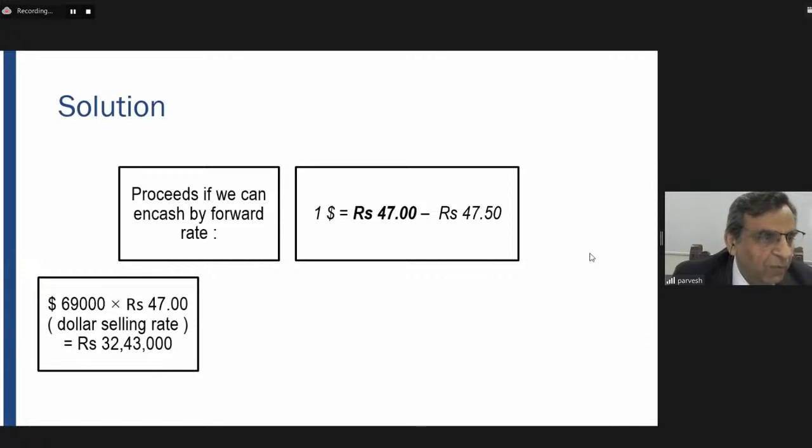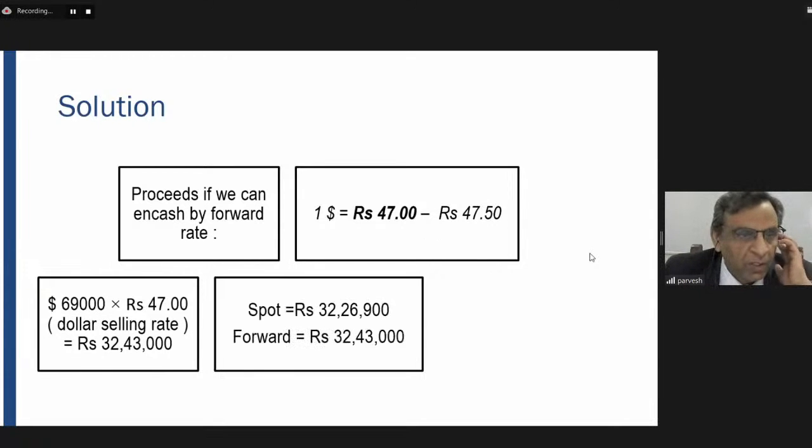Basically you want to sell the dollar. Okay, so 69,000 into 47 rupees. So the dollar selling rate is 47. So he gets 32 lakh 43,000. So now if we compare the two, in this case he's getting 32 lakh 43,000.